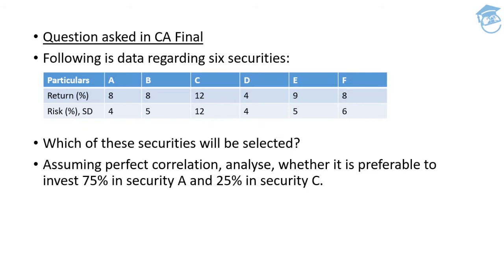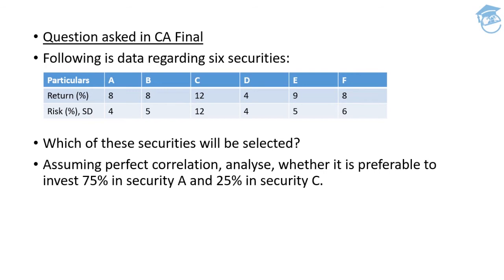But for all those investors who are risk averse, they'll either go for A or E, at the most E, because A is providing you 8% return for 4% risk, and E is providing you 9% return for 5% risk. Primarily, risk-averse investors will go for the one providing the least risk, which is security A. So for risk takers, C is the best; for risk-averse people, A is the security to go for. E is something people will go for if they want to take up a moderate amount of risk, willing to bear 5% risk for 9% return. In this way, you need to select your securities according to your preferences.